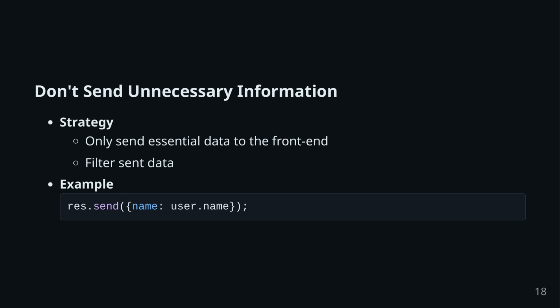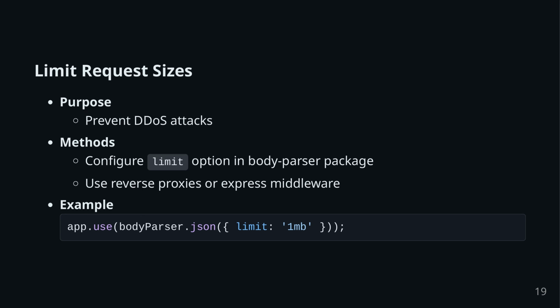On this slide, we'll be discussing the importance of limiting request sizes in your applications. The primary purpose of limiting request sizes is to prevent distributed denial of service (DDoS) attacks, which aim to overwhelm your server with large or numerous requests, making it unavailable to legitimate users. To effectively limit request sizes, you can configure the limit option in the body parser package. This package allows you to parse incoming request bodies in a middleware before your handlers, making it easy to control the payload size. Here's a simple method to implement it.